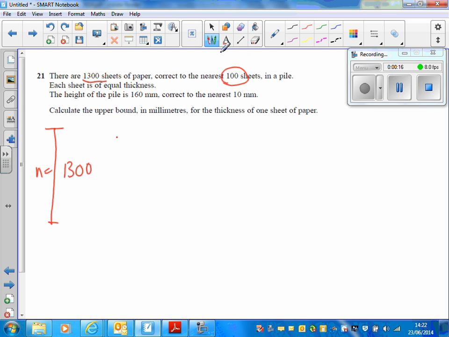Now remember, for upper and lower bounds, if something is corrected to the nearest 100, we add and subtract half of 100, well that's 50, so we're going to add and subtract 50 sheets to get the upper and lower bounds for the number of sheets. So the number of sheets is going to be less than 1,300 plus 50, that's 1,350, but it's going to be greater than or equal to 1,300 take away 50, which is 1,250. So the number of sheets is somewhere between those two numbers.